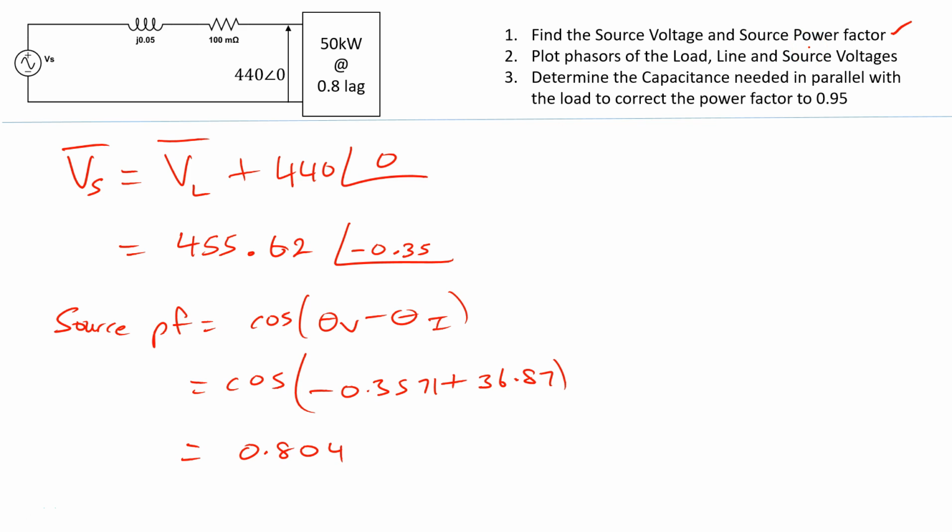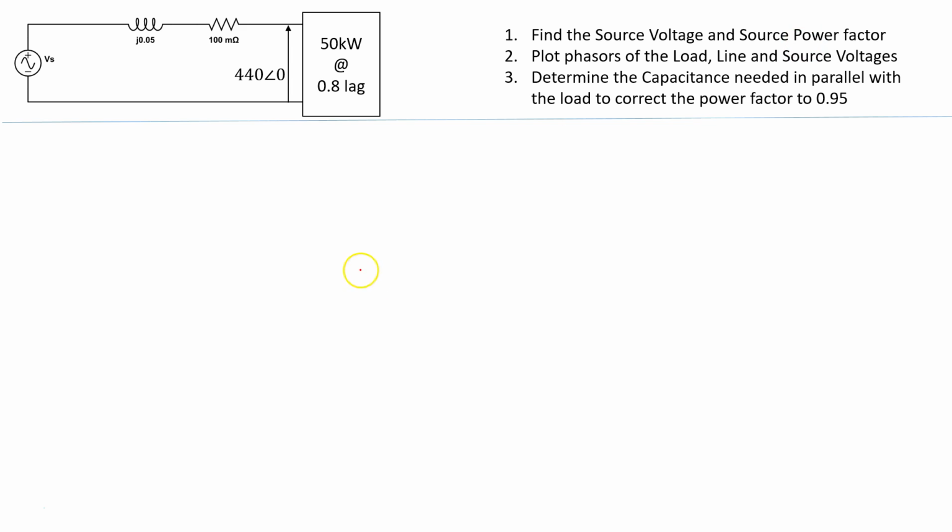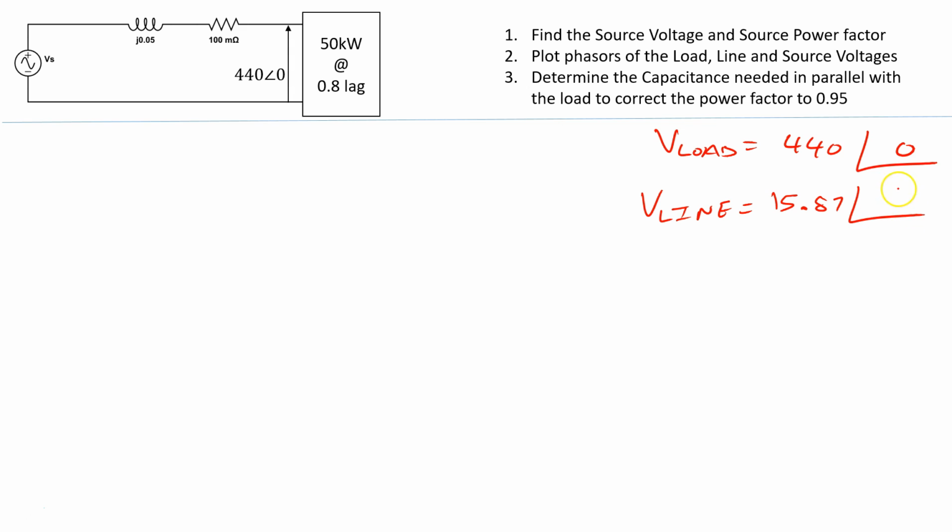So I've worked that out, and now I'm going to plot phasors for the source, line, and load voltages. So let me do that here. First, the load voltage. If I write down the three just to remind you, we have V load, which is equal to 440 angle 0. I have V line, which is 15.87 angle minus 10.3, and I have V source, which is 455.62 angle minus 0.35.